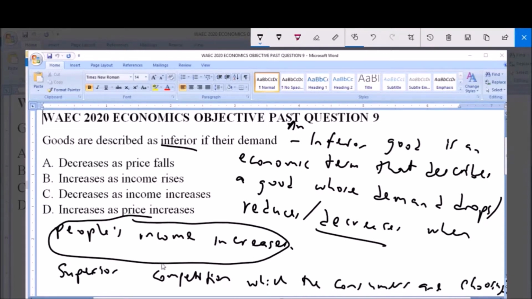So it means that the consumers are choosing superior products due to the fact that their income is increasing. As their income is increasing, they are going for substitutes that they feel are better because they can now afford them. So based on this description, you can say the good is inferior when its demand drops as the income of the consumers increases. So as we have rightly established, a good is described as inferior if its demand decreases as income increases. That is option C, which is the correct answer to this question.